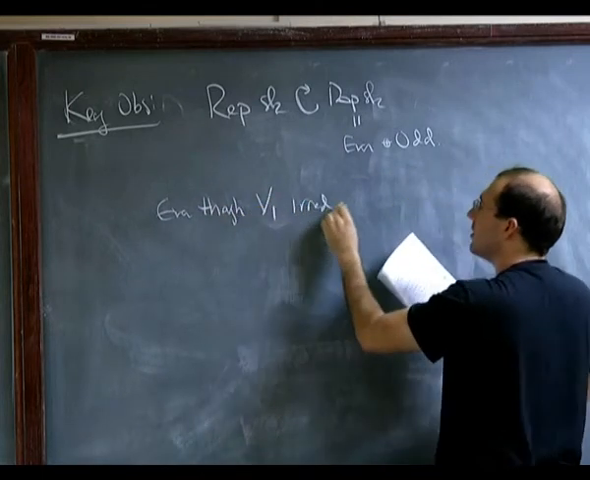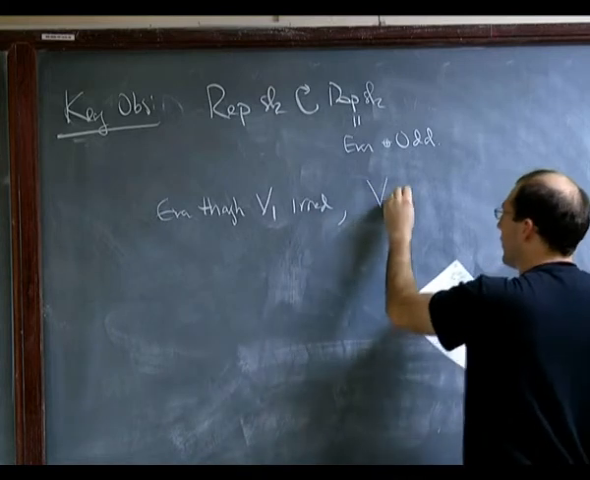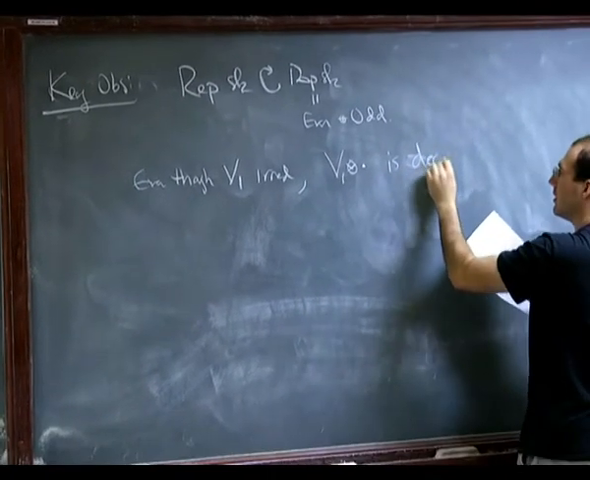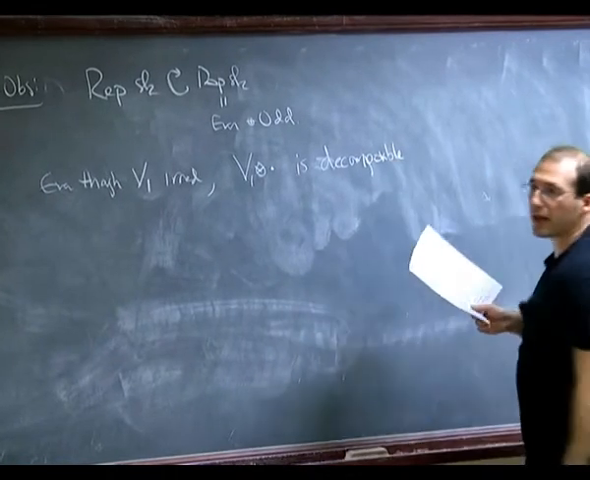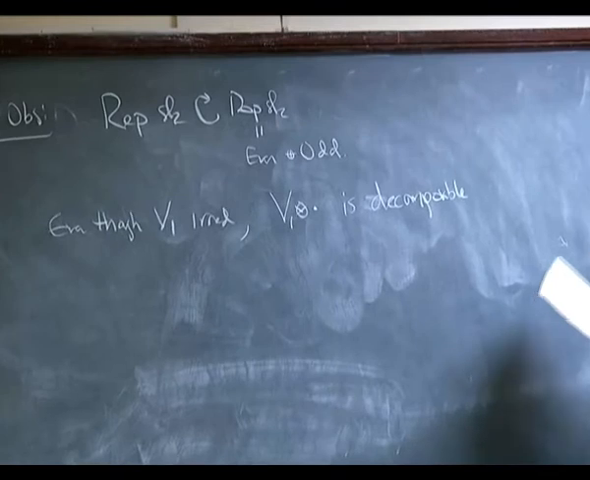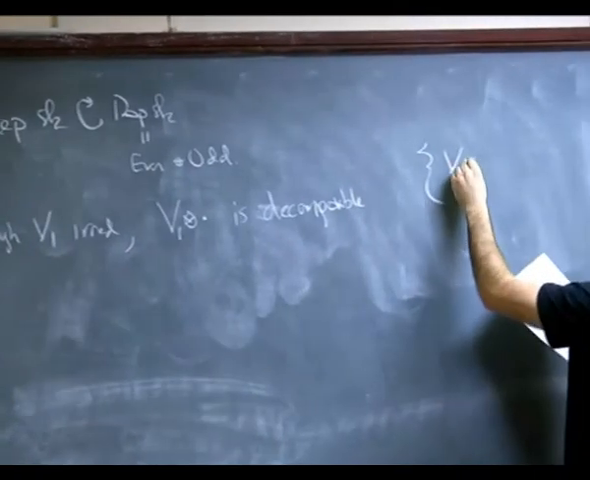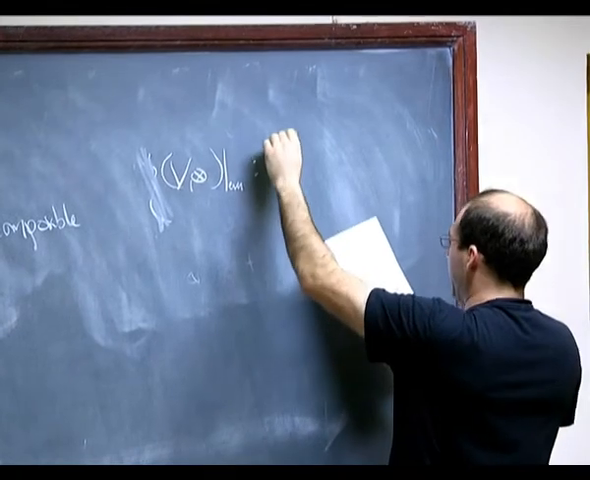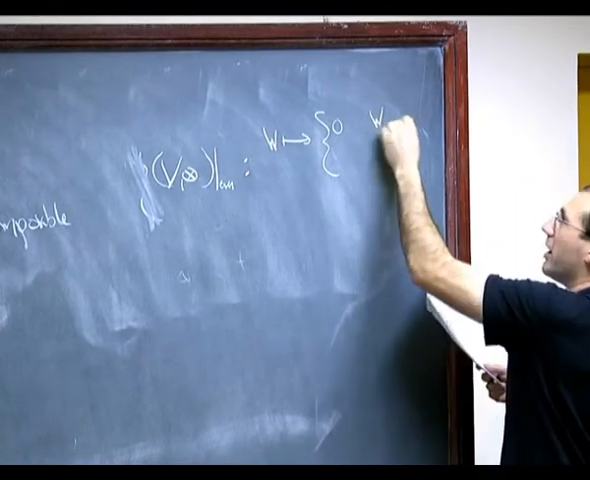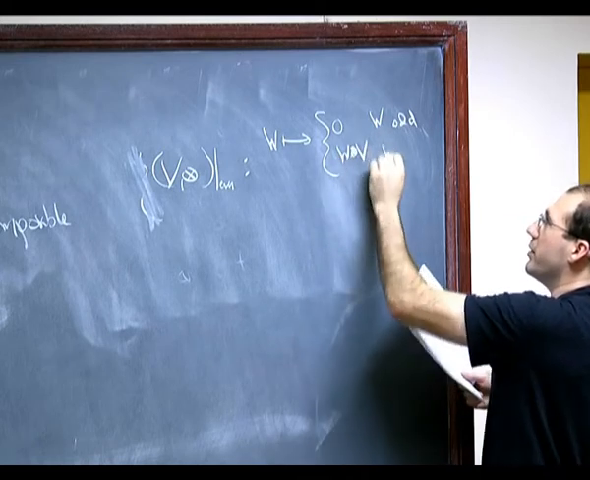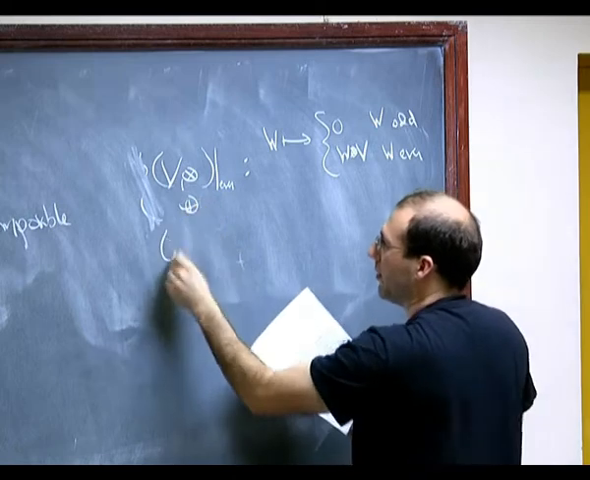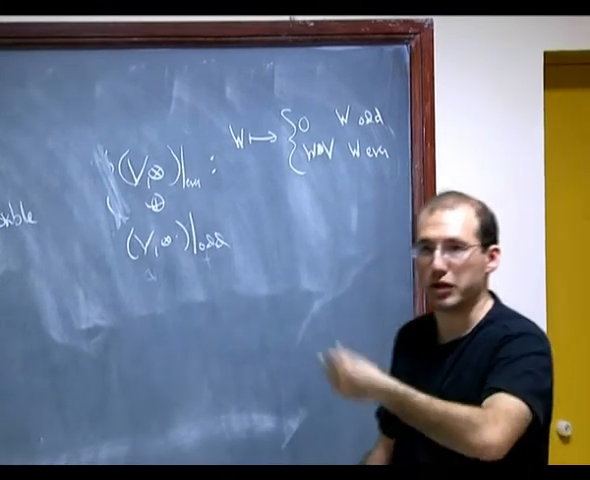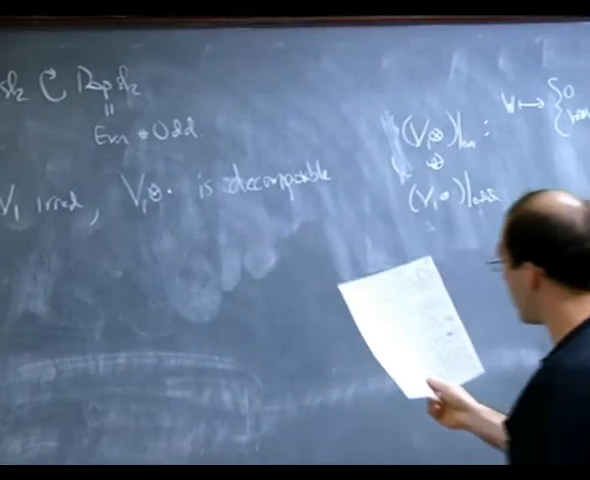even though V1 is irreducible on the right-hand side, tensoring with V1 as a functor is decomposable. And it decomposes into two different parts. It's V1 tensor restricted to the even part, which takes an arbitrary representation W to 0 if W is odd, and W tensor V if W is even. And then plus the odd part. And of course, tensoring with V1 switches even to odd and vice versa.